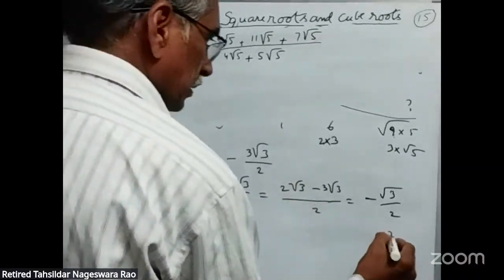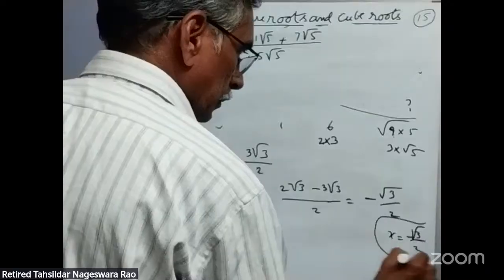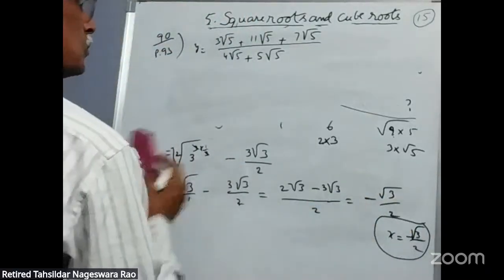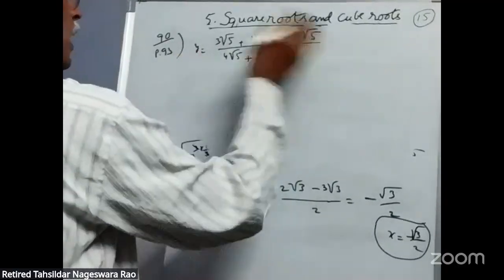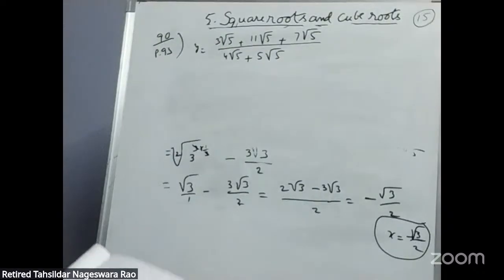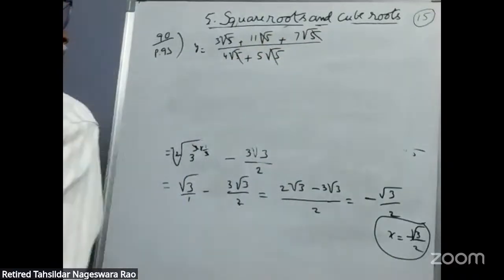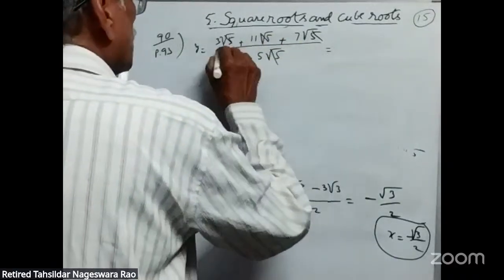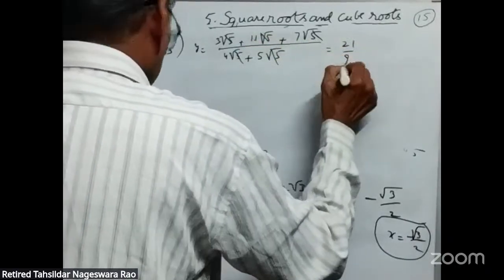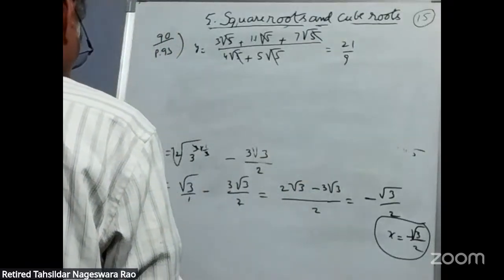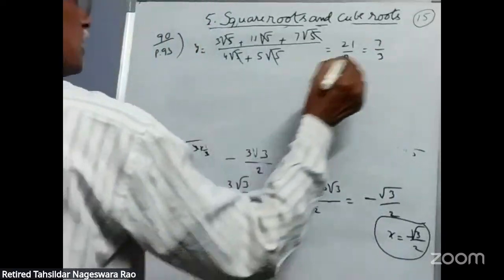You see x is minus 3 by 2, minus root 3 by 2. Keep it here. So all the terms have root 5. You can cancel root 5 directly, because root 5 is common in the numerator and root 5 is common in the denominator. What happens? 3 plus 11, 14, plus 7, 21 by 9. That will be 7 by 3. This is y.